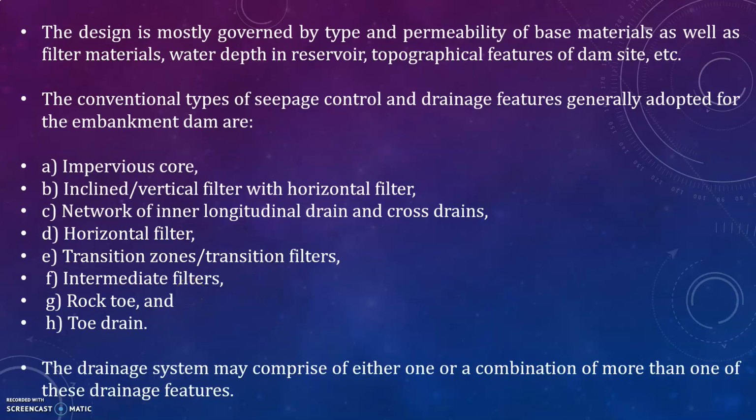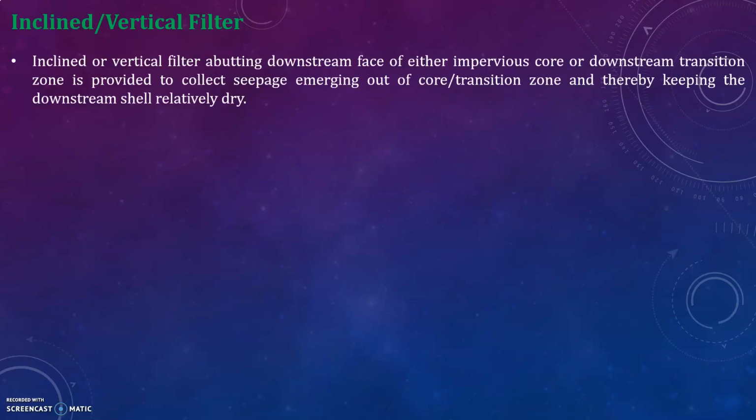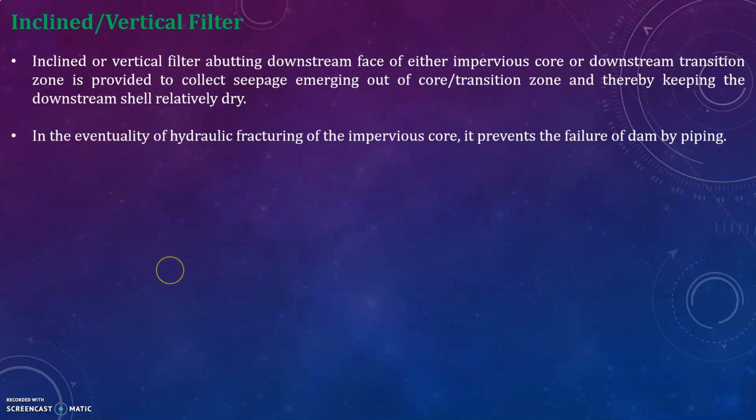The main drainage system may comprise of either one or combination of more than one of these drainage features. The first one is inclined or vertical filter. Inclined or vertical filter abutting downstream face or downstream transition zone is provided to collect seepage emerging out of pore or transition zone and thereby keeping the downstream shell relatively dry. In the eventuality of hydraulic fracturing of the impervious core, it prevents the failure of dam by piping.